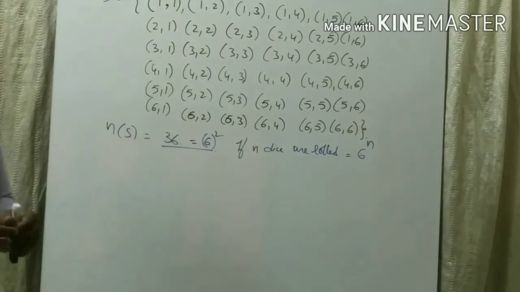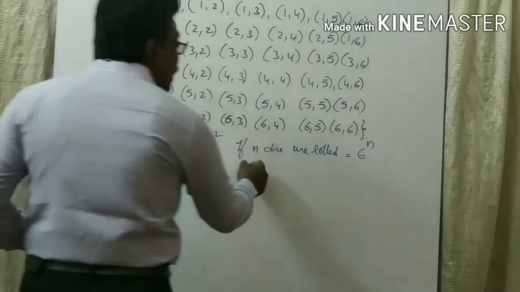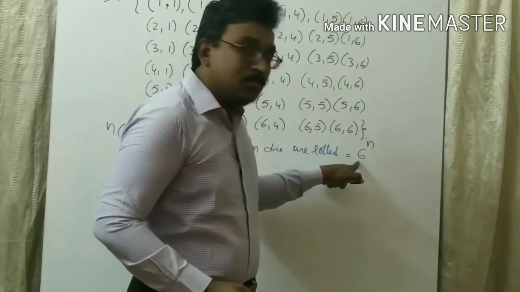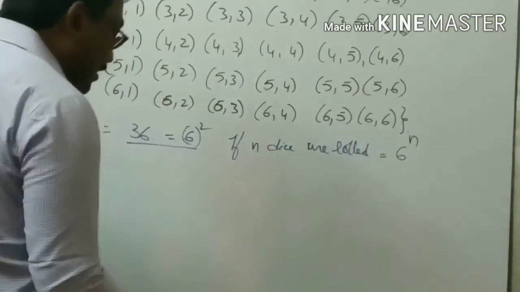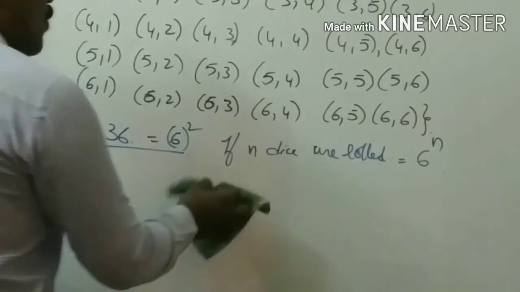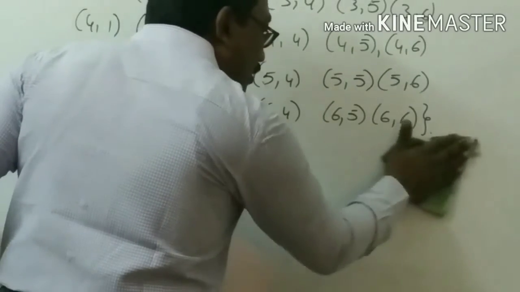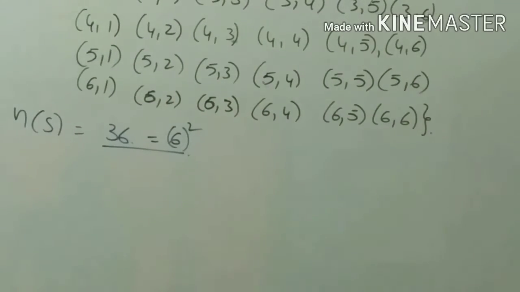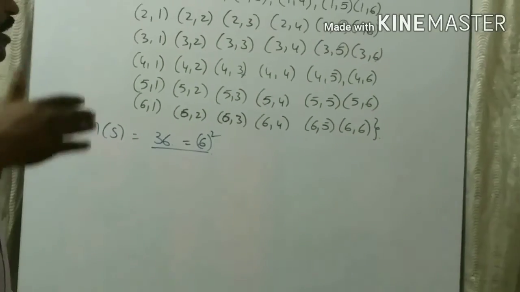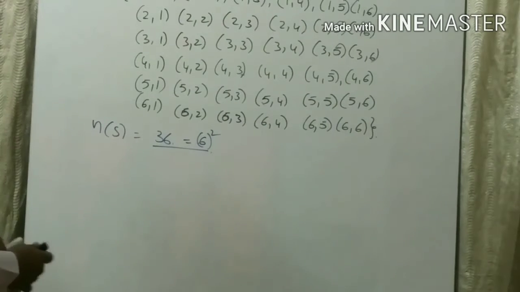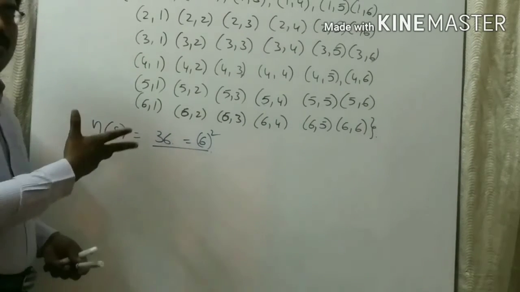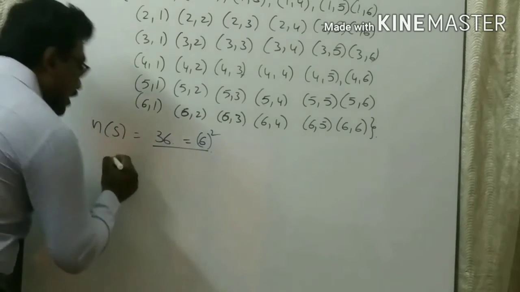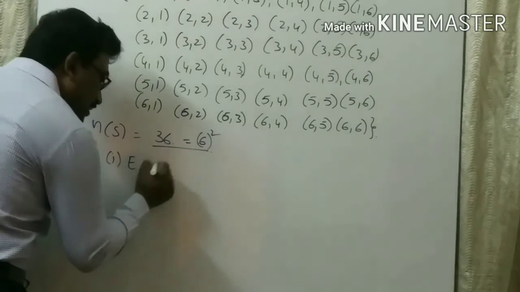So you have a formula for the number of sample spaces. If n dice are rolled, n of S is equal to 6 power n. If 3 dice are rolled, 6 cubed. If 4 dice are rolled, 6 power 4. This is the formula. Now we will continue. They will ask you different questions; we can frame n number of questions here, thousands of questions. Some examples we will discuss.